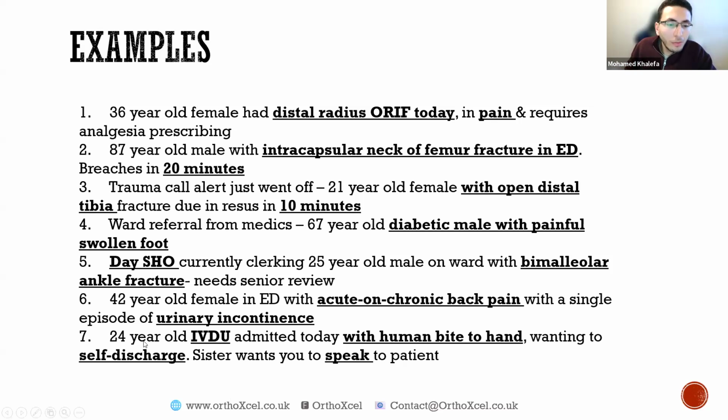Okay. And then 24 years old IVDU admitted today with a human bite to hand, wanting to self-discharge. Sister wants you to speak to patients. Again, he's an IVDU, a human bite, could be infected, lots of things, ideally need something, but he wants to self-discharge. He's young. You can ask, does he have capacity? Is he aware? Is he in sepsis, etc.? If he seems reasonable, then you say, okay, I will come and see him.